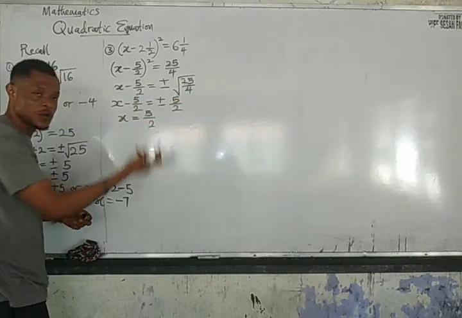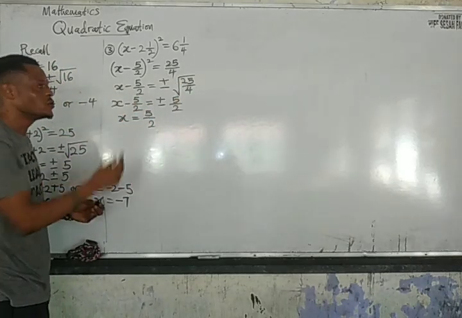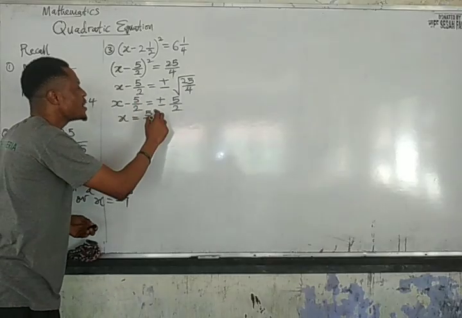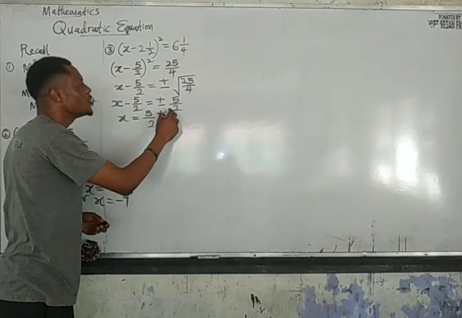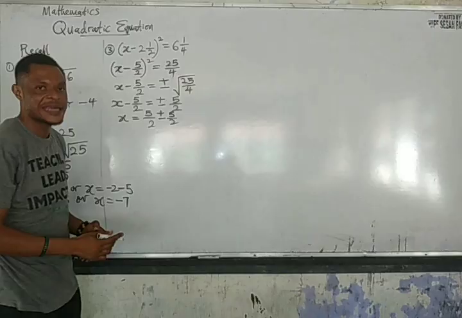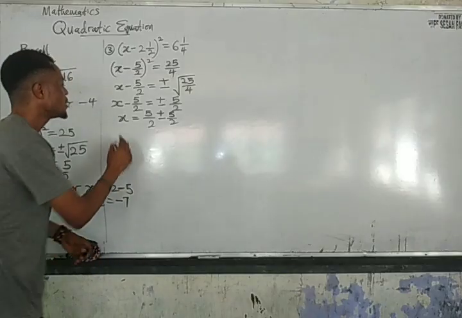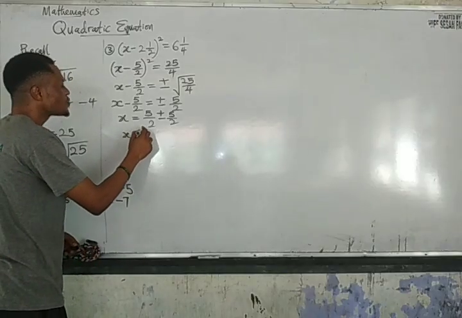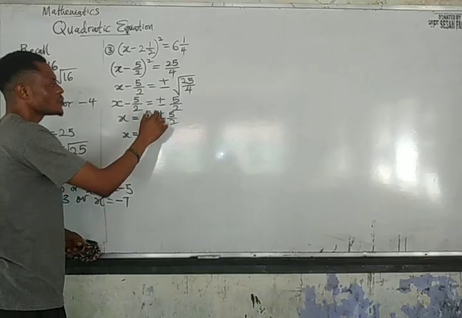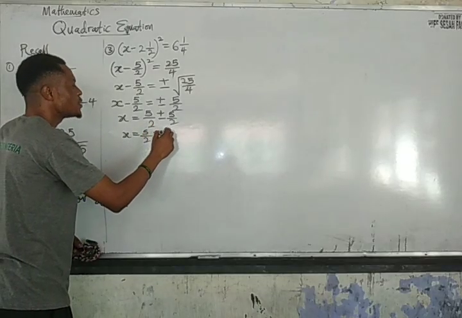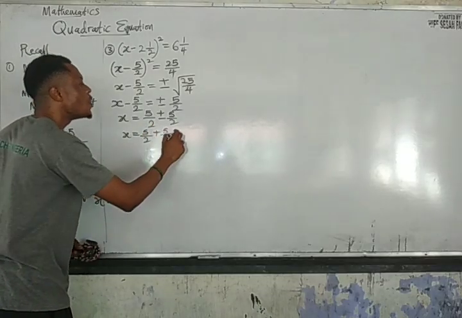So I don't need to write plus here. It's already a positive value, 5 over 2. Then what do we have here? Plus or minus 5 over 2 again. Now let's break. x is equal to 5 over 2. I'm using the plus first, plus 5 over 2.